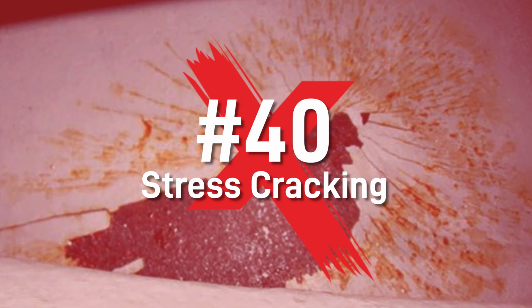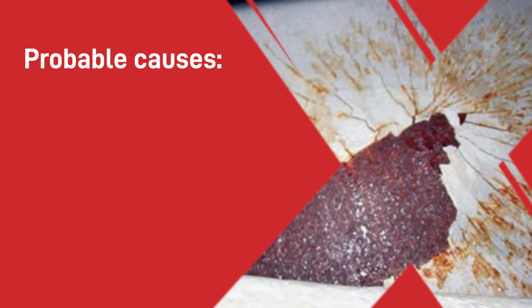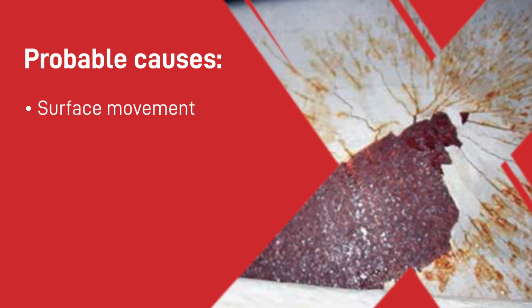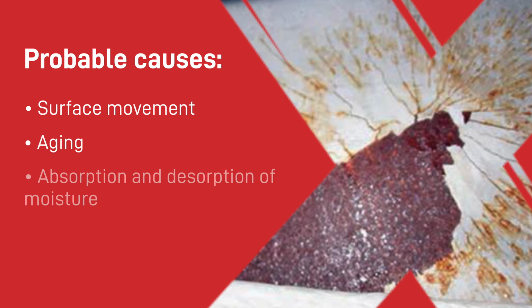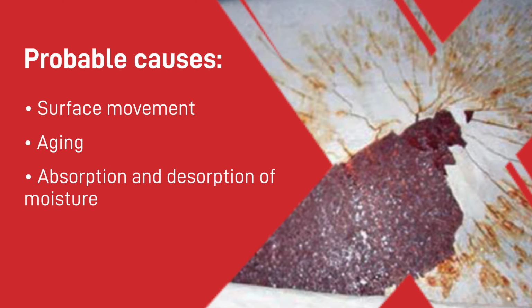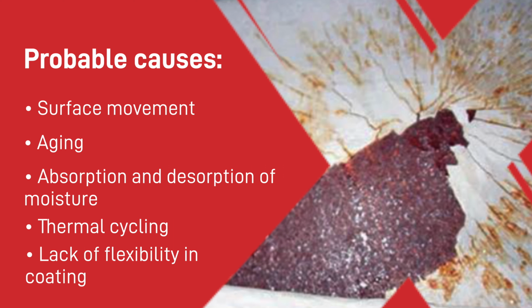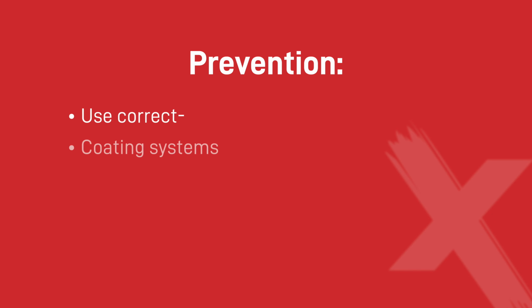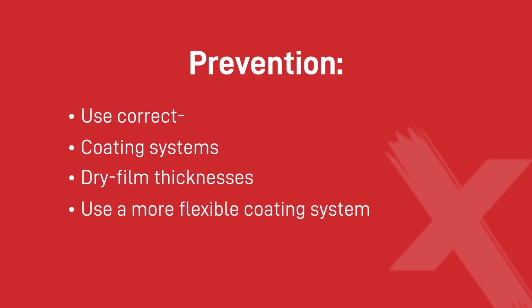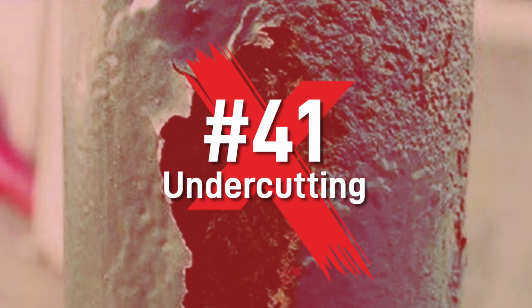Next up at number 40 is stress cracking. As the name suggests, stress cracking can be attributed to surface movement, aging, absorption and desorption of moisture, thermal cycling and general lack of flexibility of the coating. The thicker the paint film, the greater the possibility that cracking may occur. It often occurs around welds and changes in section that are difficult to coat accurately. You can prevent stress cracking by using the correct coating systems and dry film thicknesses, or use a more flexible coating system to compensate.